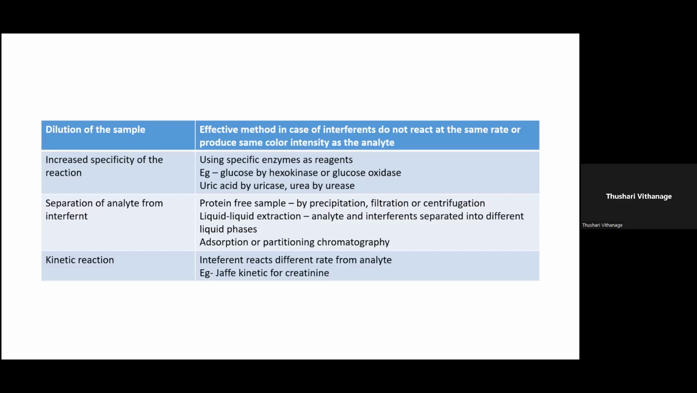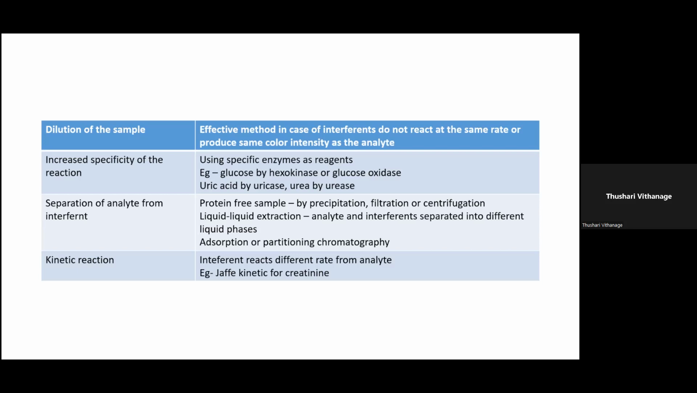How do we remove or eliminate these interferences? We can do dilution of the sample, but this is effective only in cases where the interferences do not react at the same rate or produce the same color intensity as the analyte. We can increase the specificity of the reaction using specific enzymes as reagents. Examples are glucose by hexokinase or glucose oxidase method, uric acid by uricase method, and urea by urease method.